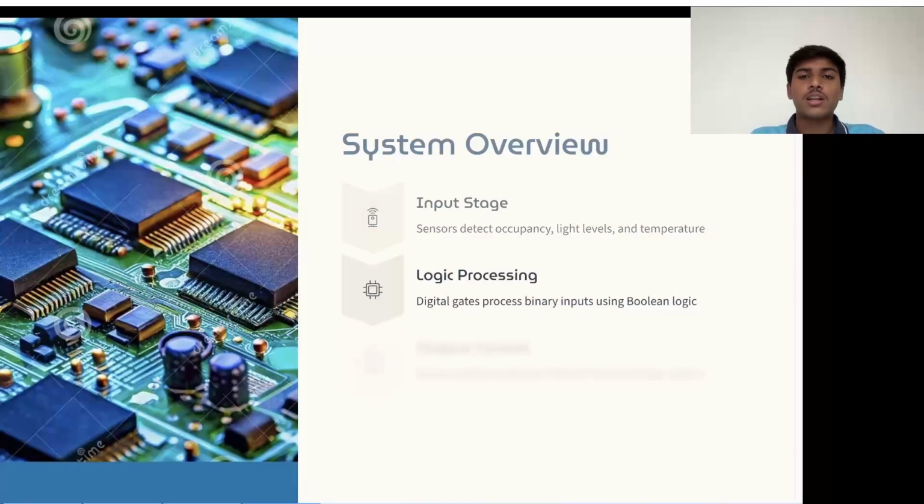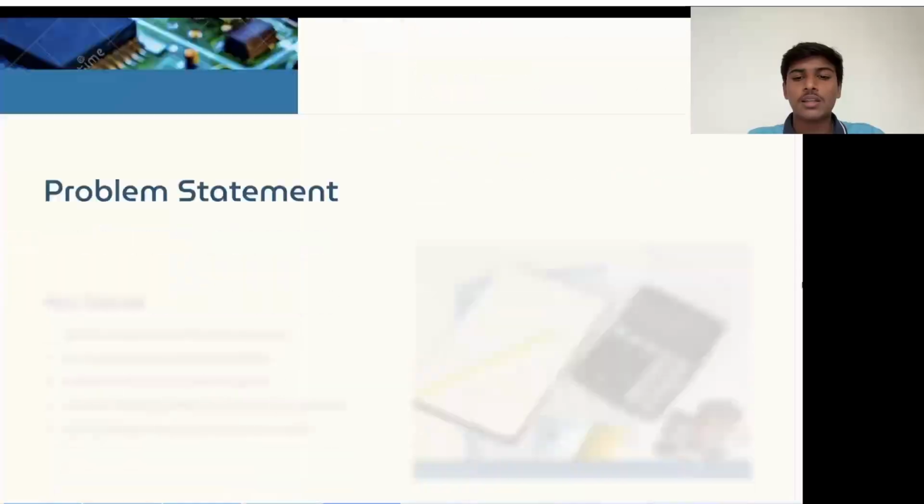Logic processing. Digital gates process binary inputs using Boolean logic. In this model, digital logic gates will be used for sensing occupancy and light level, and after that Boolean logic will process output controls. Relay switches appliances on and off based on logic output. If the output comes on or off based on logic output, then after it can send action to the relay switches.